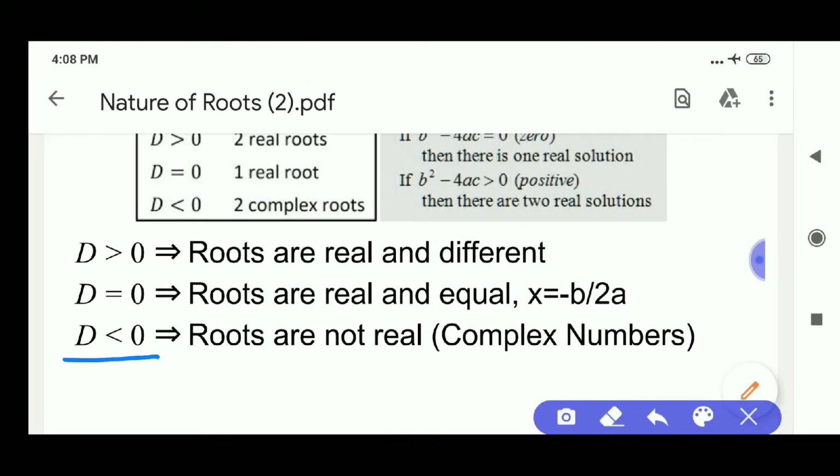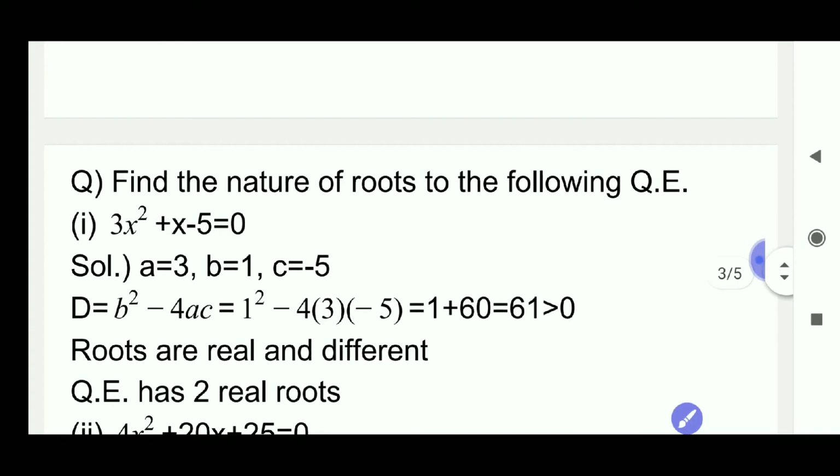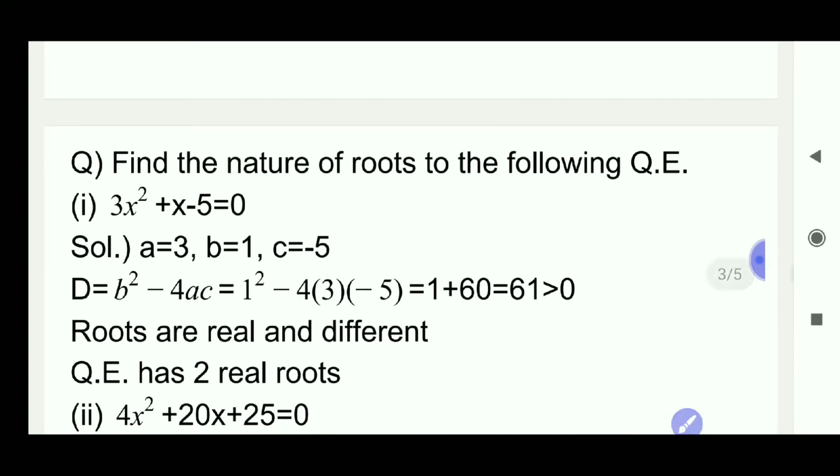If the discriminant is less than 0, then roots are not real. That means not real numbers are called complex numbers. Now come to questions. Find the nature of roots to the following quadratic equations.